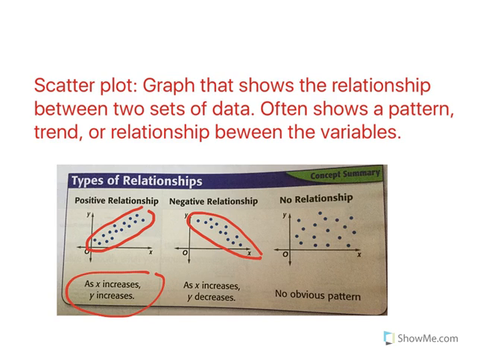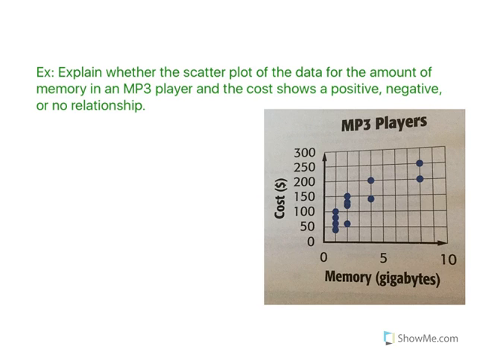Or you can have no obvious pattern, or no relationship, where the data points are just scattered everywhere, so you can't really say whether it's positive or negative because there's really no pattern. Those are the three different types of relationships we're going to be looking at. So let's go to an example.